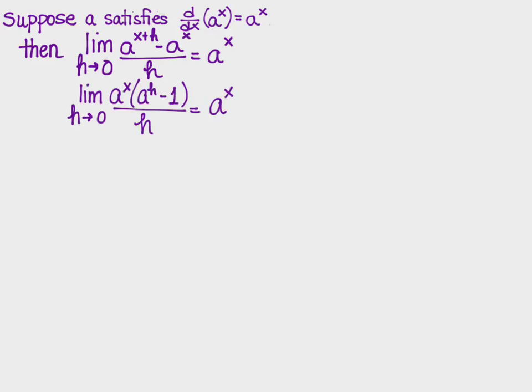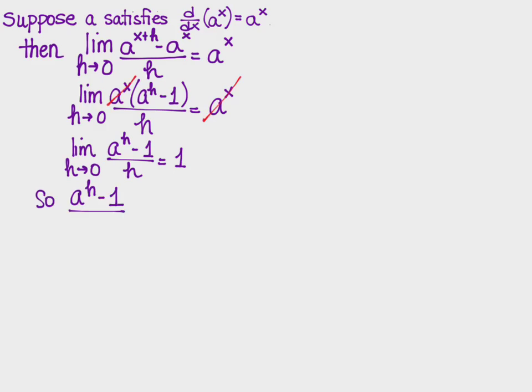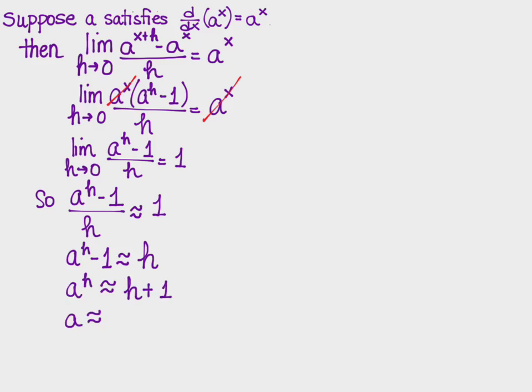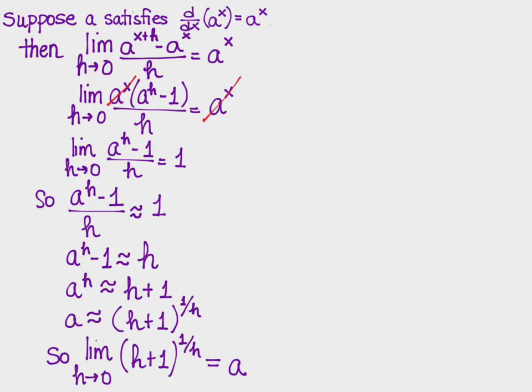We can simplify the left-hand side and I'm left with a to the x on both sides. So when I divide that out, I'm left with the limit as h goes to 0 of a to the h minus 1 over h equals 1. So a to the h minus 1 over h is approximately 1. We can do some algebra from there, and we get that a is approximately h plus 1 to the 1 over h power. So putting the limit back in, we get that the limit as h goes to 0 of h plus 1 to the 1 over h power is a.